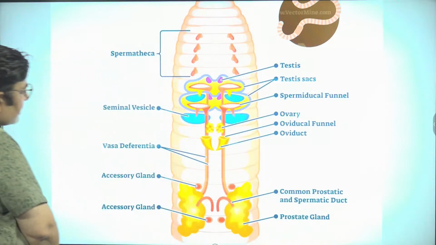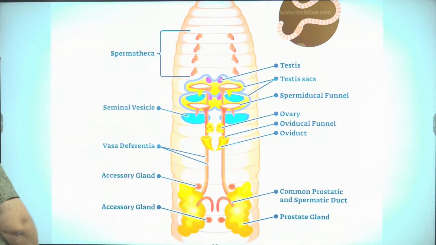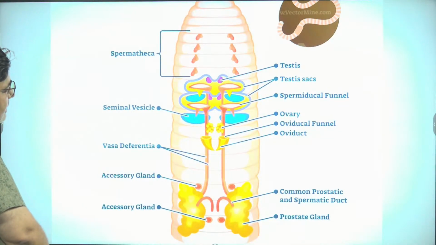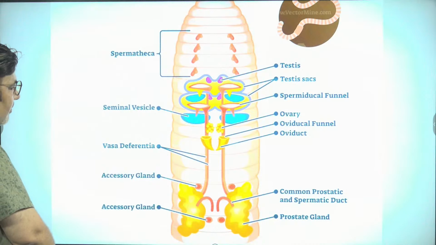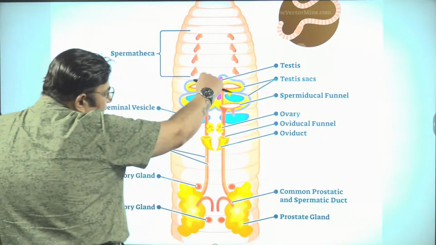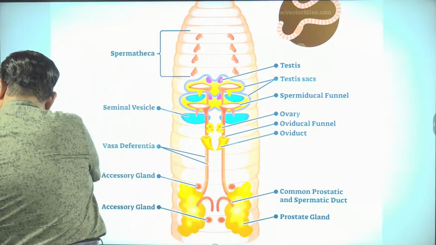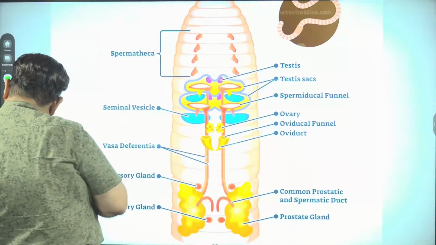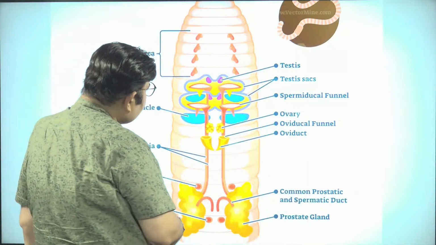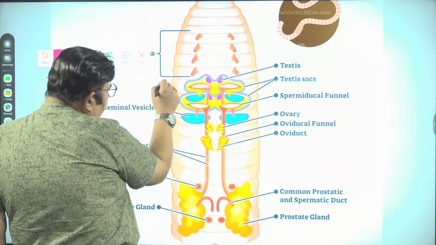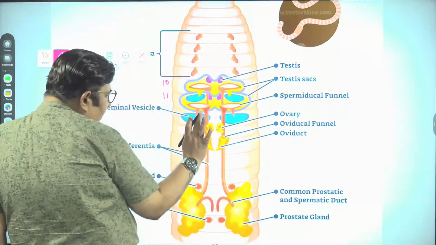One pair of testes is in between 10th and 11th, and one pair is present. Actually, you can learn as 10th and 11th, one pair in 10th and one pair in 11th. Just remember like that. However, it is present just in between the 9th and 10th, but it can be accepted that you can say it is 10th and 11th. So let me number them as 10th segment and 11th segment.